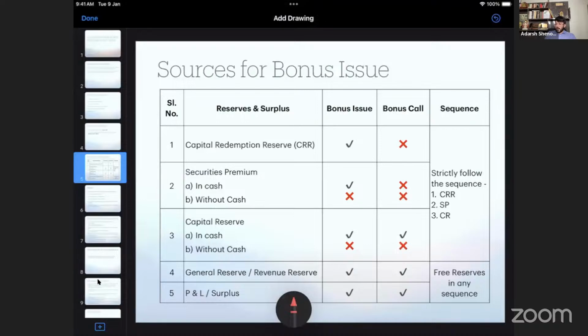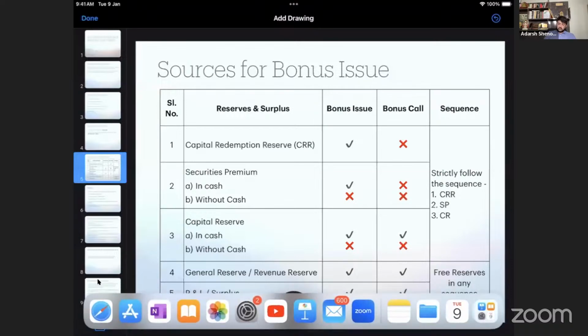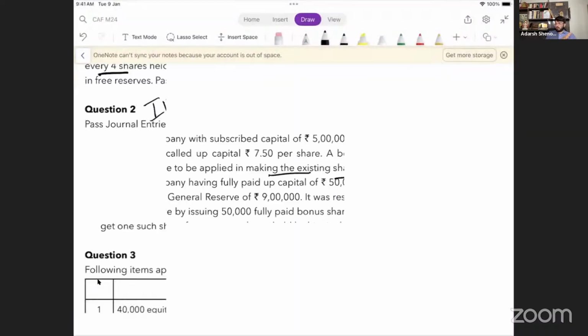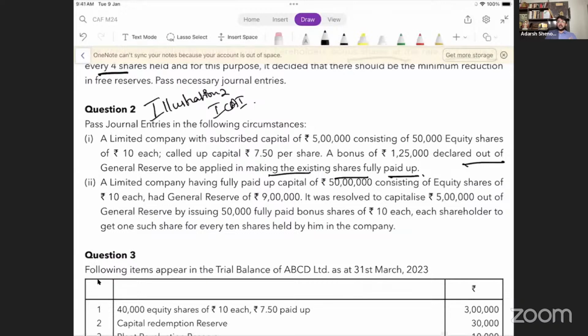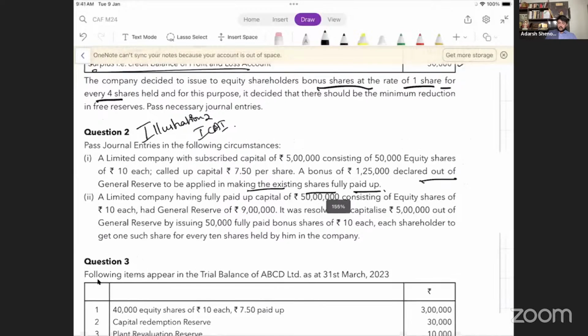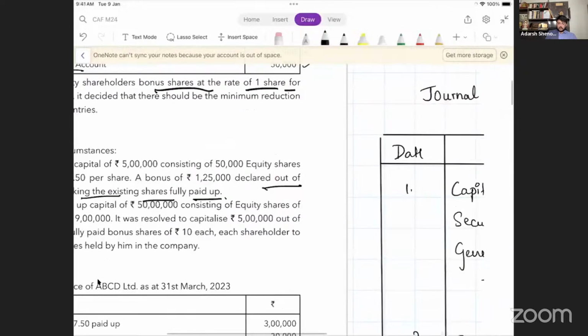For bonus call, the reserve should have been received in cash. Then general reserve anyway you can utilize it. So here there's no problem with all of that. Directly they have only told that out of general reserve they're going to use it. So let's pass the journal entries. Second question.